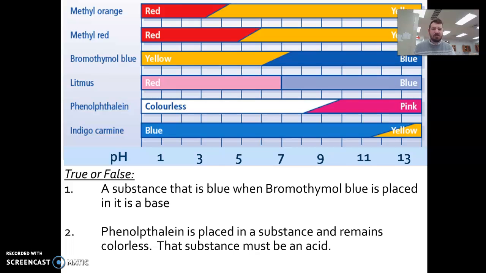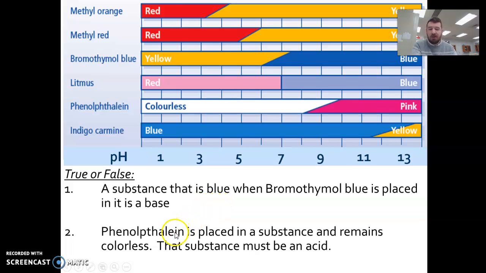So let's do some questions here. You can see we have our types of indicators listed here on the left. We have our pH down on the bottom. Right? So let's use this chart here to answer these questions. A substance that is blue when bromomethyl blue is placed in it is a base. So we want to look at bromomethyl blue. Right? If it's blue, that means it has a pH from 7 to 13. To say that is a base would be true.